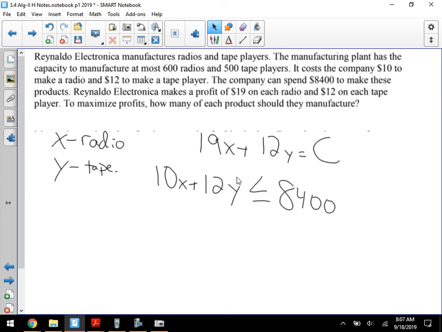There's your two there. After that, it talks about your overall capacity, your horizontal, your vertical. You have a capacity to make at most 600 radios. Can you make more than 600? No. So your X is less than or equal to 600, and your Y is less than or equal to 500. Which means we have to find some intercepts. I can tell right away the largest intercept I'm going to wind up with is 840.